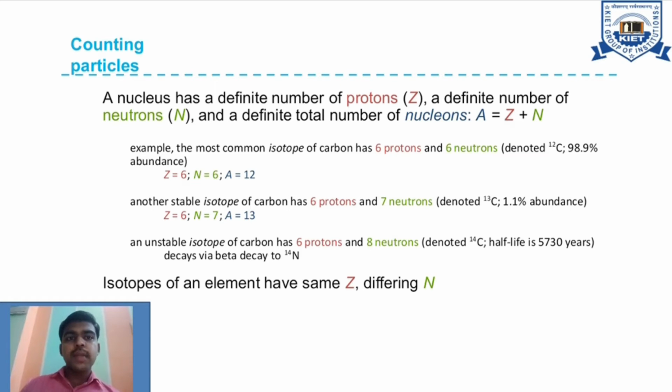Similarly, look at the unstable isotope. The unstable isotope of carbon has 6 protons and 8 neutrons. At the same time, isotopes of an element have the same Z but differing neutrons. So in the same isotope we have the same number of protons, but in the unstable isotope we have differing numbers of neutrons. This is what we have to keep in mind while considering the counting of particles.